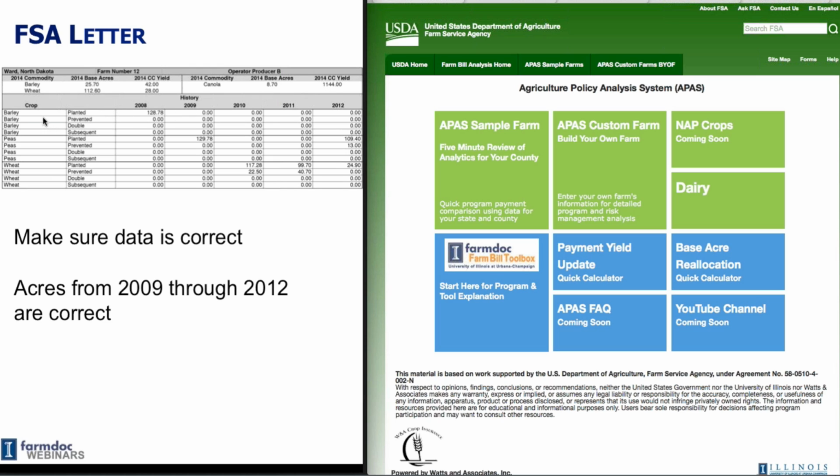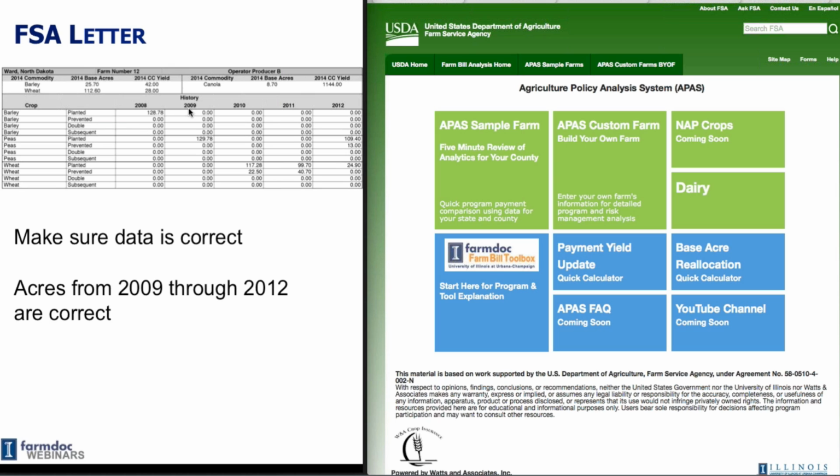At the bottom of this sheet, you'll see crops listed, in this case barley, peas, and wheat. You'll see acres listed as planted, prevented, double crop, and subsequent crop. Planted acres are what are planted. Prevented, obviously, are prevented planting acres. Double crop are double crop acres, and subsequent acres are anything that follows a declared acre that's prevented planting. For the acre reallocation decision, we only need planted, prevented, and double crop acres. Subsequent acres don't enter into the calculation.